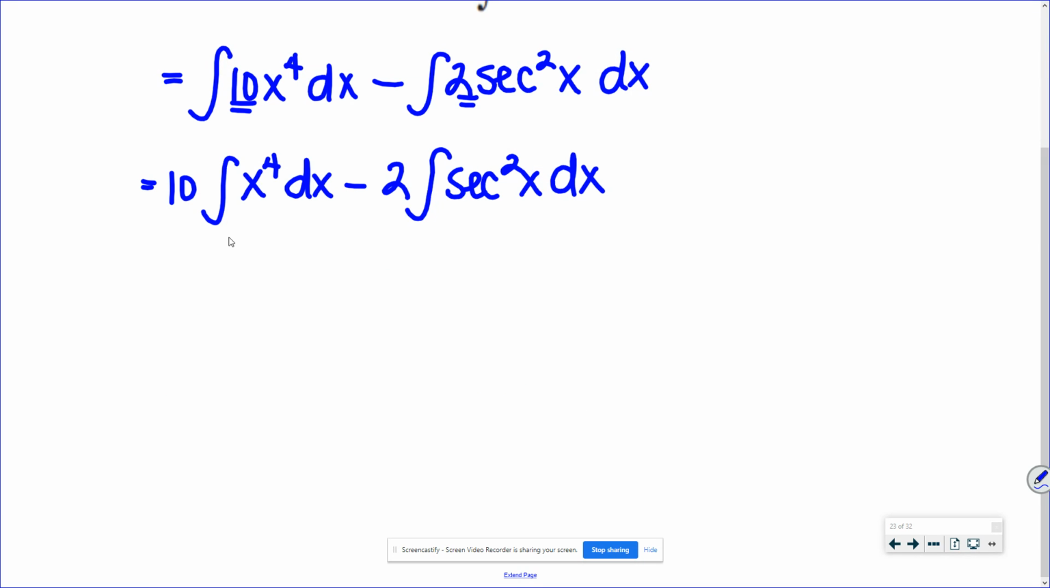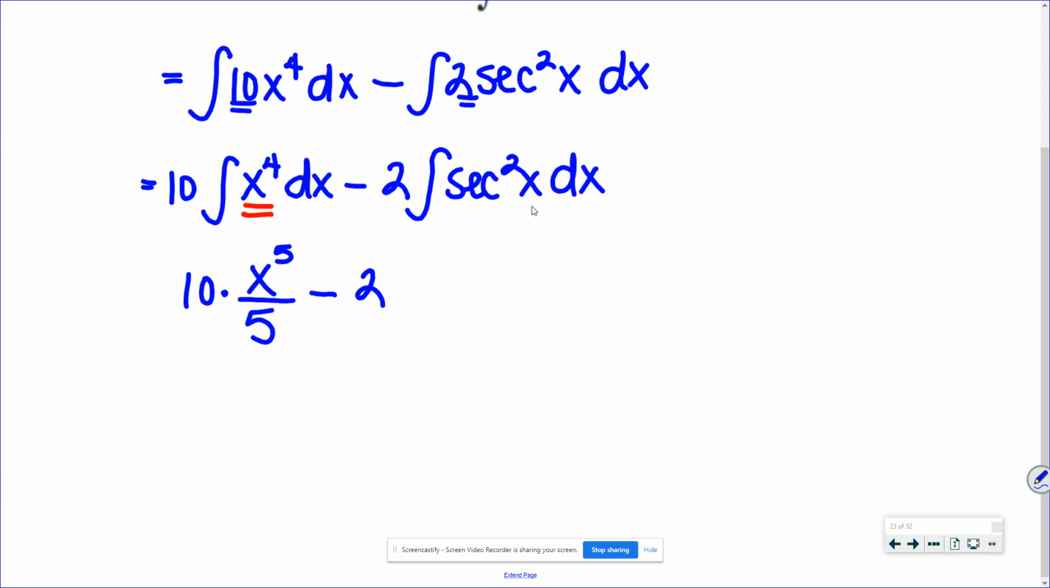Okay, next I'm going to start taking the antiderivative. So now that the 10 is outside of the integral, the antiderivative will only be for this part of the problem. So remember, antiderivative is add 1 to the power, divide by the power. So this would be x to the 5th divided by 5. And then we will multiply that answer by 10.